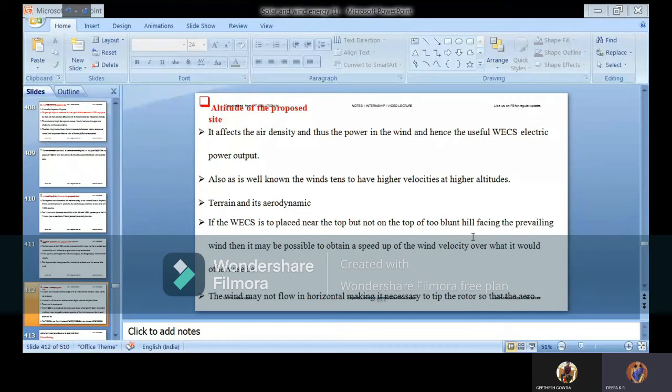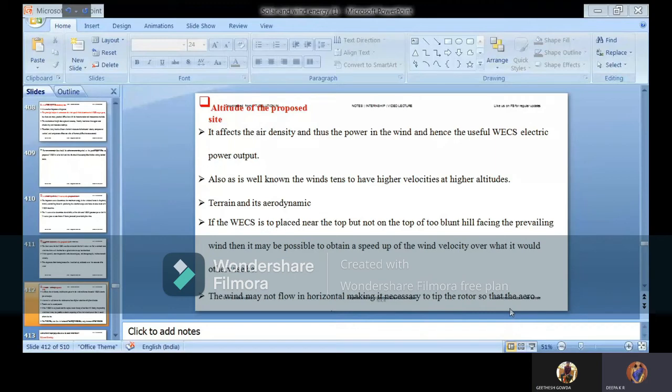And then it may be possible to obtain a speed up of wind velocity over what it would be otherwise. So you are allocating, and seeing the altitude is very important. Otherwise, you are going to get the answer the opposite way. Then the wind may not flow horizontally, making it necessary to tip the rotor so that the aero turbines will be used. Means the movement.